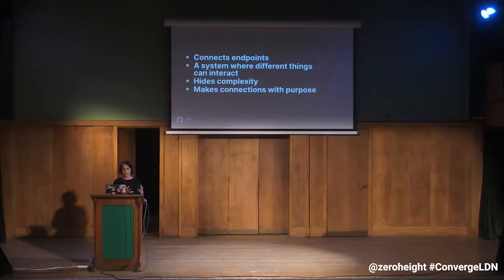At GitHub, we see it a little bit like an API. So like an API, it lets you connect endpoints. It creates a system where you can interact between different things, and hopefully it hides the complexity of that system and only surfaces what's relevant and useful when you need it. And it makes these connections with purpose, with strategic vision.